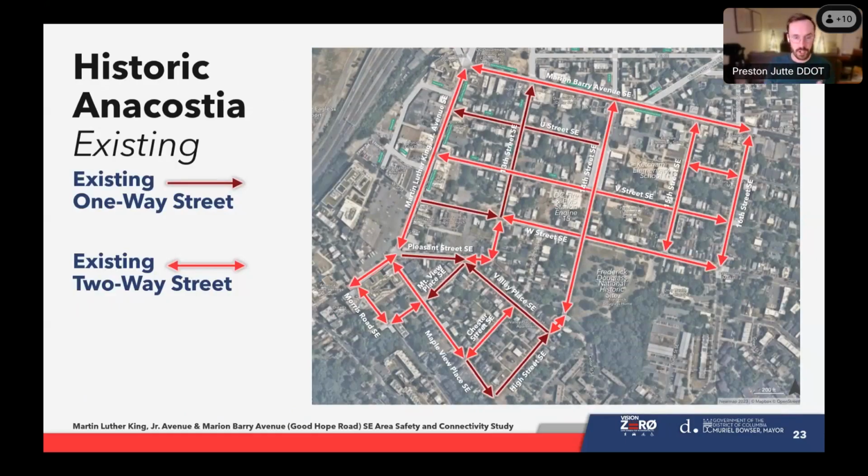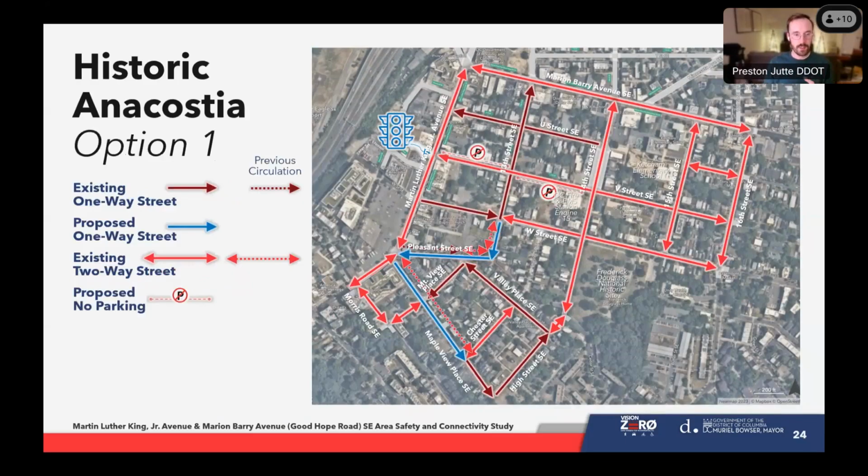The arrow is the direction that it's restricted towards. So 13th Street here, as you know, is northbound only towards Marion Barry Avenue. Option 1 is the one where we would focus on, wherever possible, preserving existing circulation. So keep the streets going the directions they go under existing conditions.